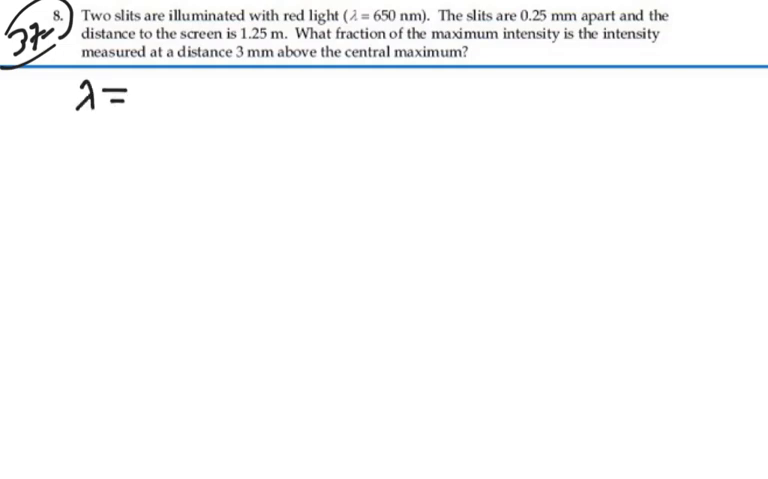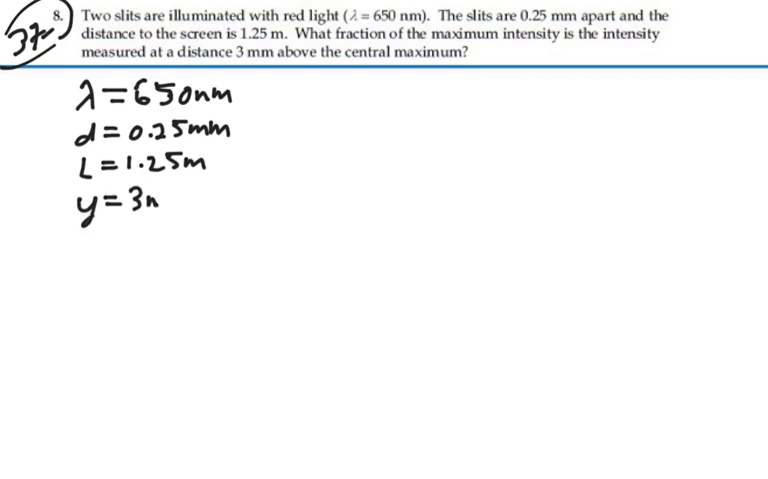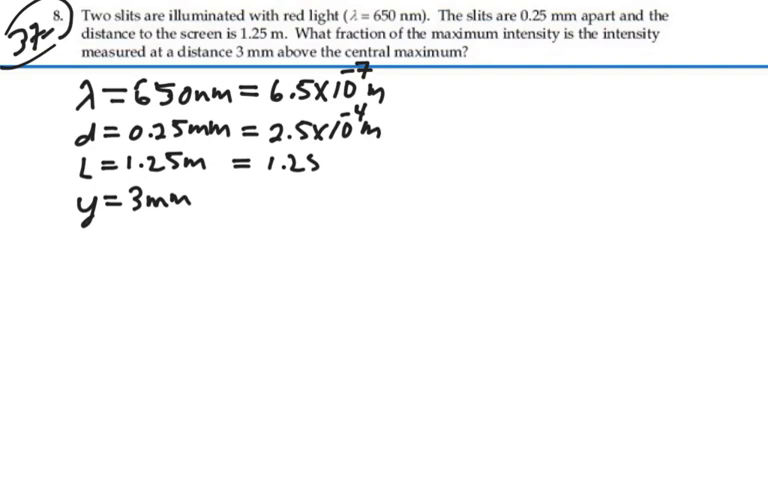Wavelength is 650 nanometers. We have the slits are 0.25 millimeters apart. Distance to the screen is 1.25 meters, and y is equal to 3 millimeters. So in terms of just meters, this is 6.5 times 10 to the minus 7 meters. We have 2.5 times 10 to the minus 4 meters. We have 1.25 meters. And we have 3 times 10 to the minus 3 meters for all of our values.